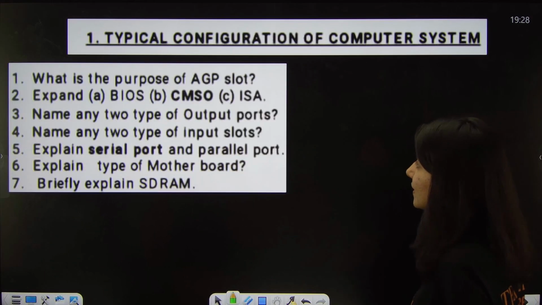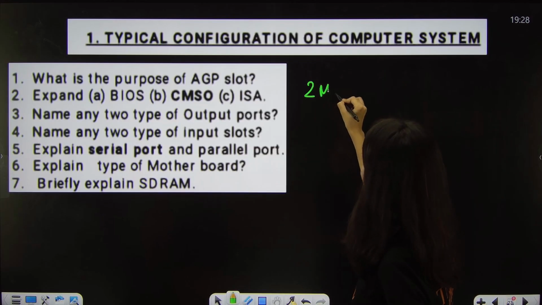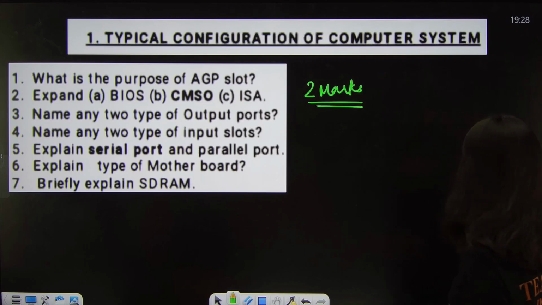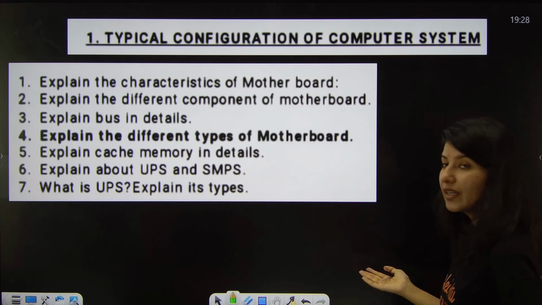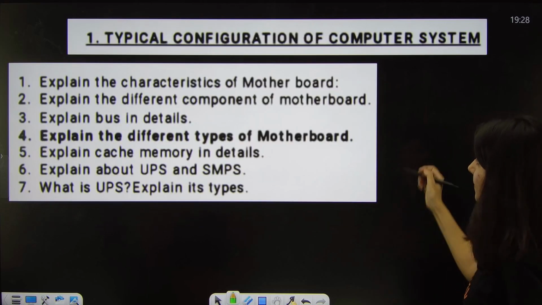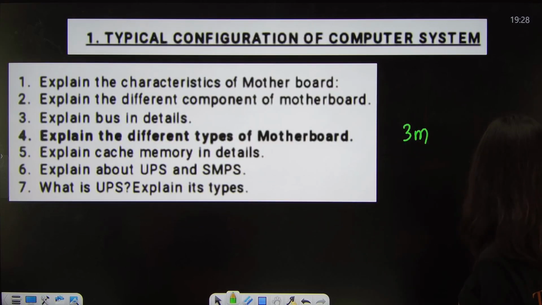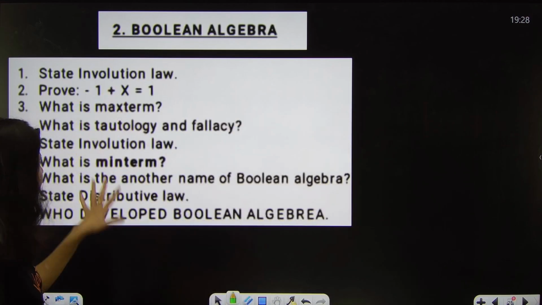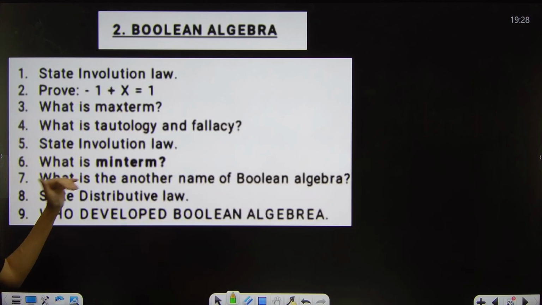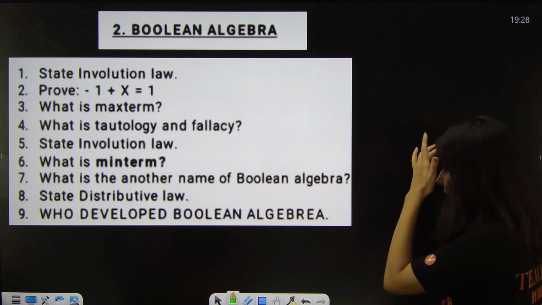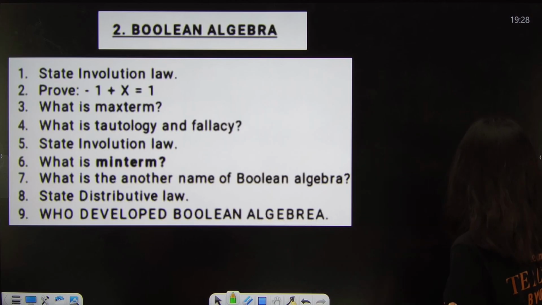Then this is a 2 marker question from the same chapter. Again this can come in 3 marks. All right, now Boolean algebra. Again 1 marker question. You can see basic questions: what is involution law, state distributive law. And who developed Boolean algebra, these kind of questions.